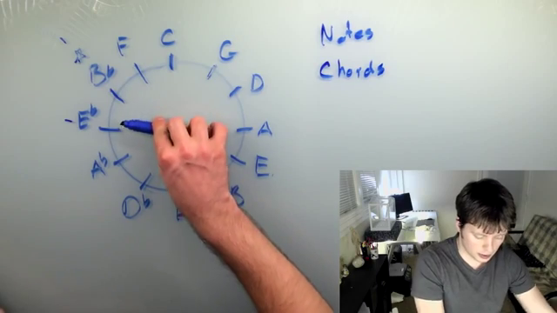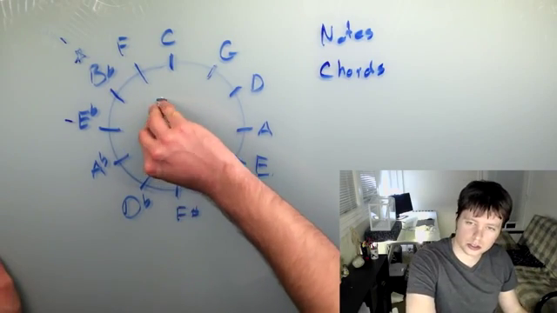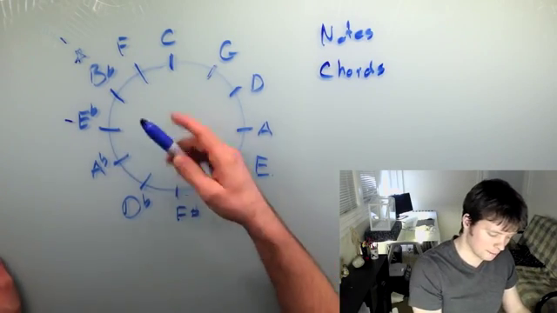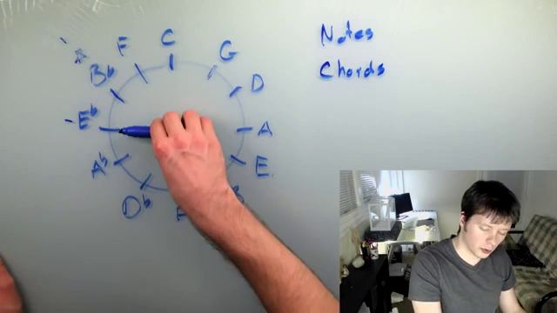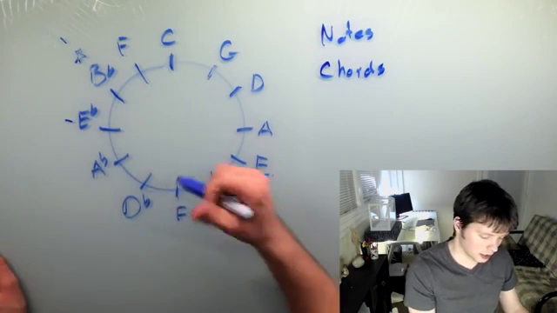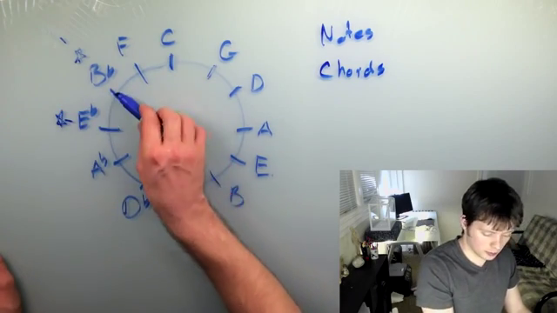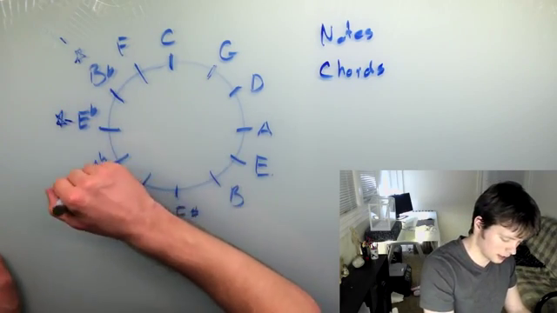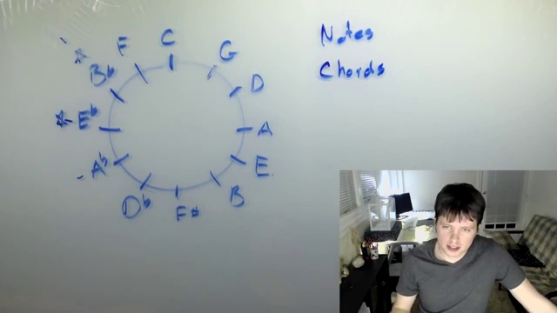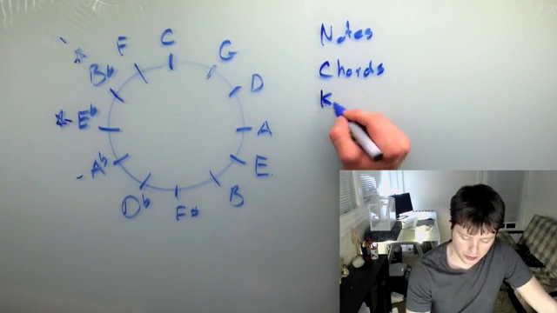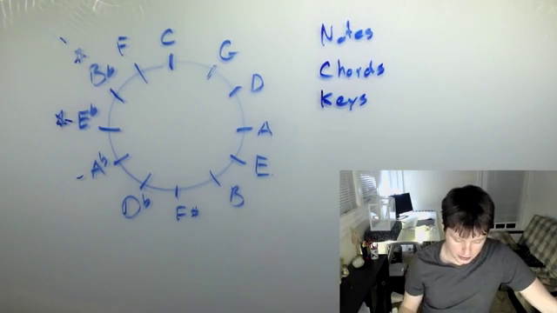The flats keep progressing around the circle counterclockwise, and they basically stay one tick in front of the key you're looking at. So if you're looking at the key of E flat, you would have a B flat, an E flat, and an A flat. And that's basically how you would use a circle of fifths in terms of keys.